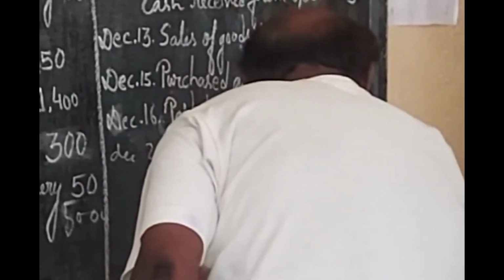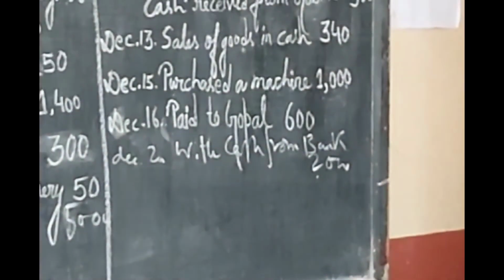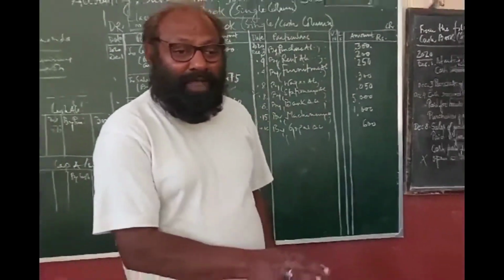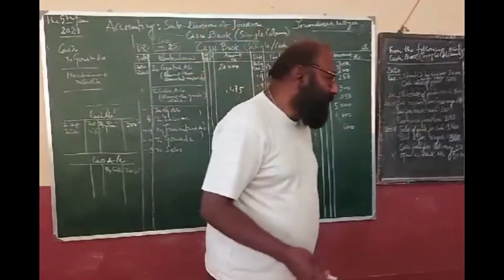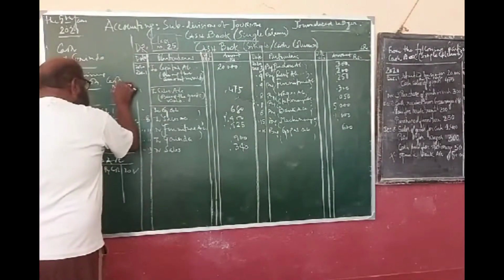Withdrawn cash from bank, 2000. Now what should be the entry? Cash is coming in, so cash account is debited, and who is the receiver? There is no question of receiver because we have got the debit. So who is the giver? Bank is the giver. So the journal entry is cash account debit to bank.